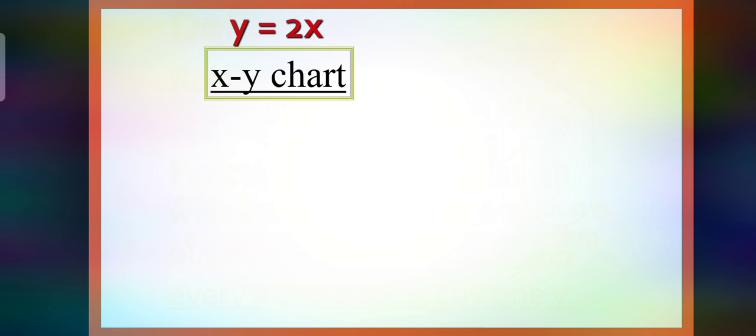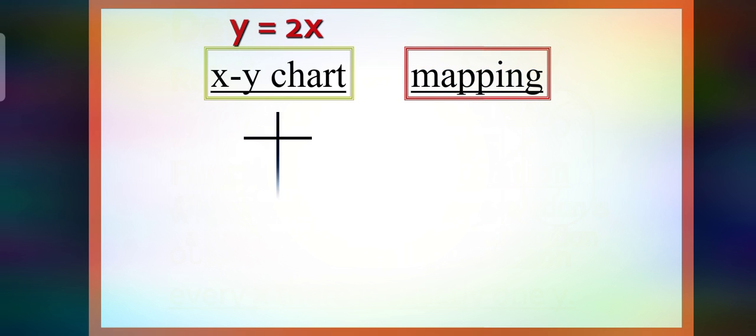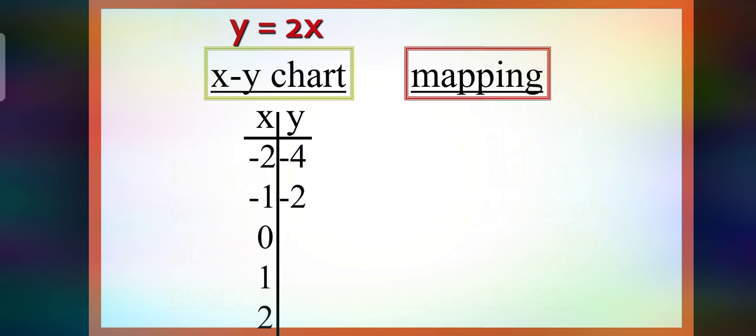We have y is equal to 2x. So in a chart and mapping, for the values of x, we have negative 2, negative 1, 0, 1, and 2. The values of y are negative 4 for negative 2 of x, negative 2 for negative 1 of x, 0 for 0, 2 for 1, and 4 for 2. That is by substituting the value of x in the equation of y.